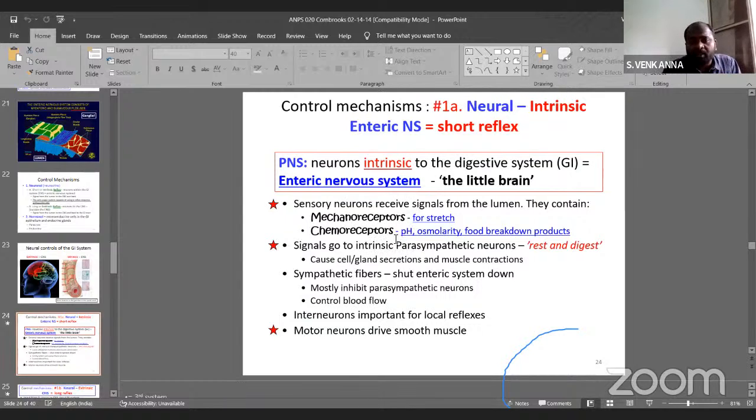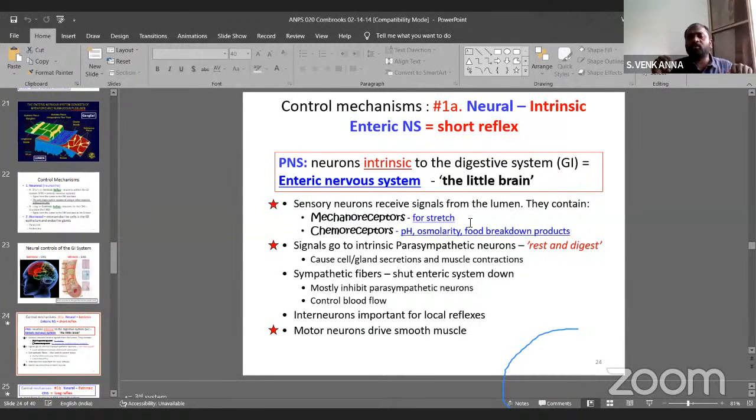Chemoreceptors respond to, for example, stomach stretch. Mechanoreceptors respond to stretch and pressure in the intestine, the long intestine, the big intestine. Receptors, meaning mechanoreceptors and chemoreceptors, are involved in both signal receiving and signal processing. So both chemoreceptors and mechanoreceptors are there.